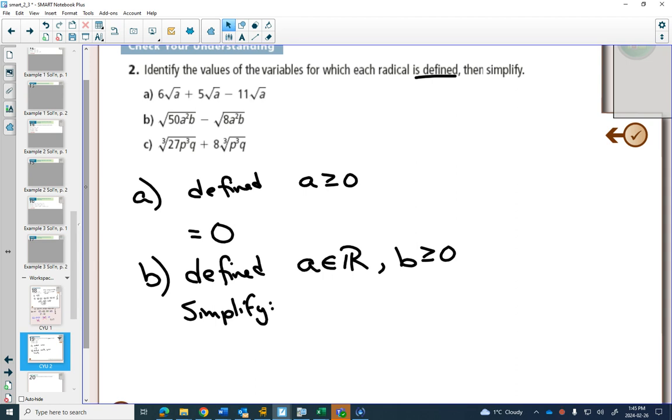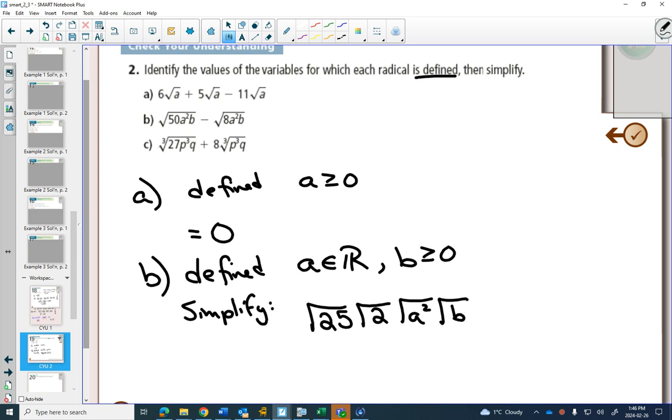We have to simplify this, and I'm going to show all my work. So for root 50, I'm going to break that up as root 25 and root 2, and then for my variables, I'm going to break that up with a squared and b. Minus, with the root 8, I'm going to break that up with root 4 and root 2, and I have a root a squared and a root b.